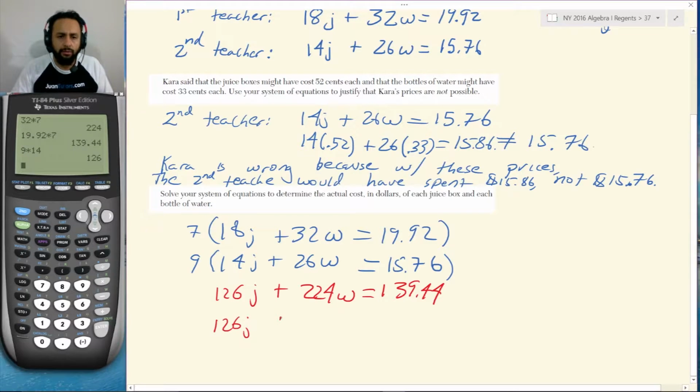126j plus, let's see, 26 times 9. 26 times 9 is 234W equals 1576 times 9, which is 141.84. Good. And I'm going to subtract this line.